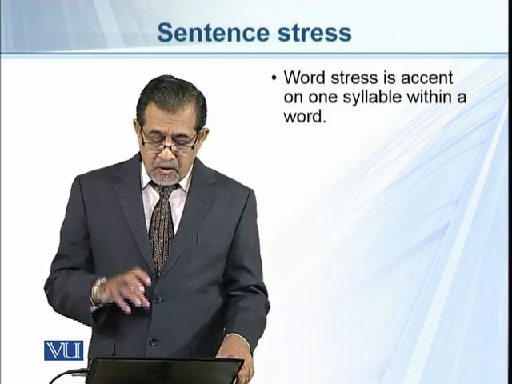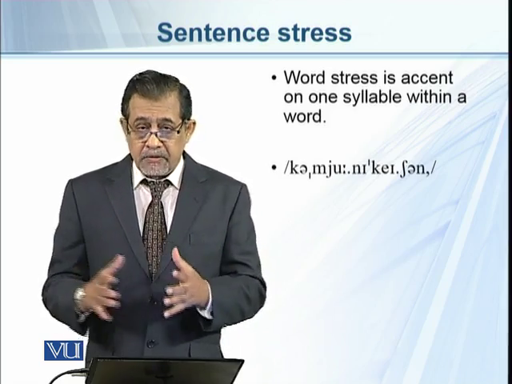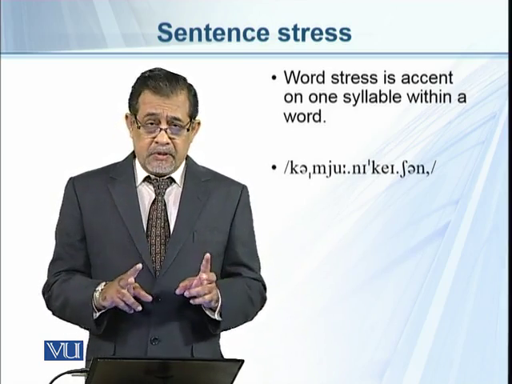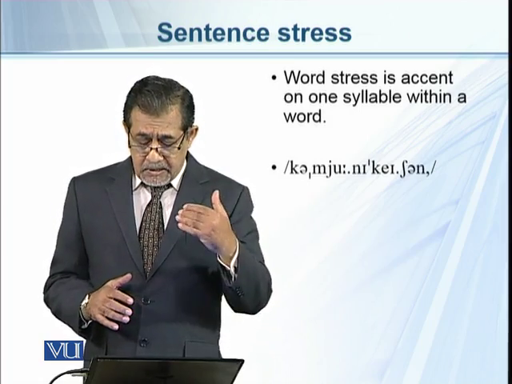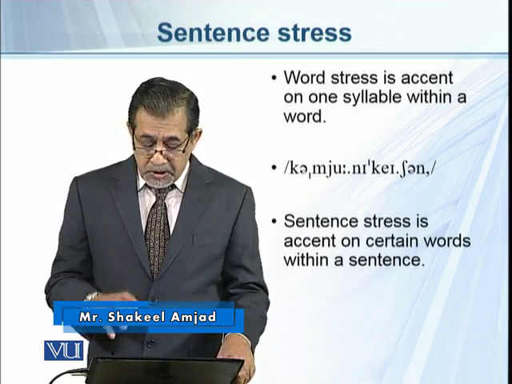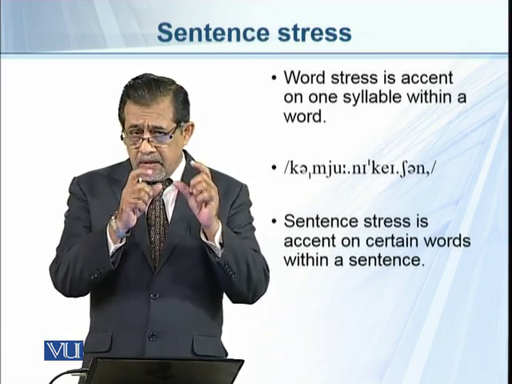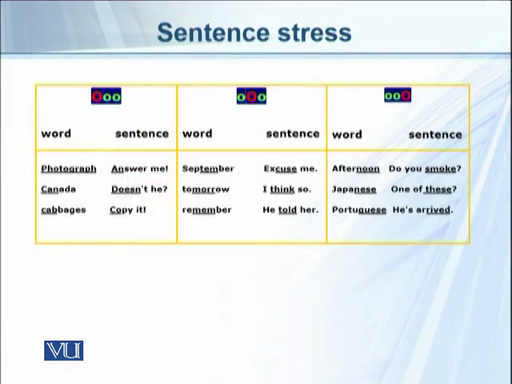Word stress is accent on one syllable within a word. For example, we have the word communication. If you look at this word, two of the syllables have stress: one primary stress, and second, secondary stress. So, K has primary stress. Sentence stress is accent on certain words within a sentence. So, when we are talking about sentence stress, we are talking about one word within a sentence which has stress, which has emphasis.